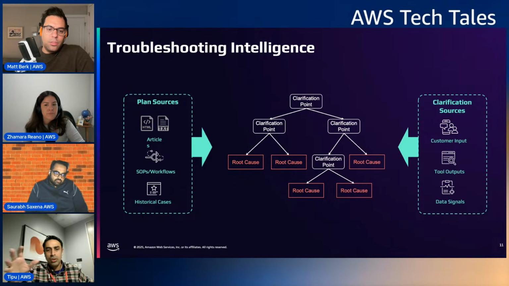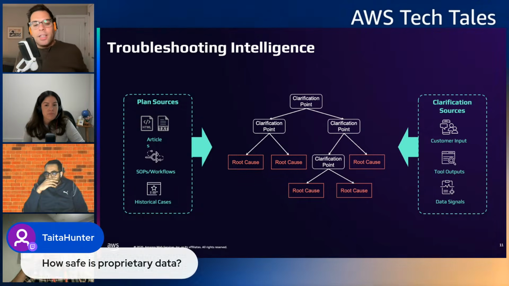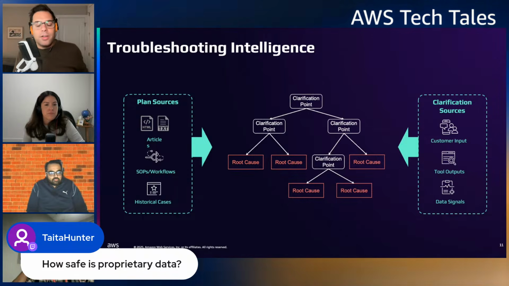Now, whenever these sorts of models are used, it's not using any customer data. This is all based on the general AWS approach to solve the problem. However, we have a quick question from someone asking, how safe is the proprietary data?